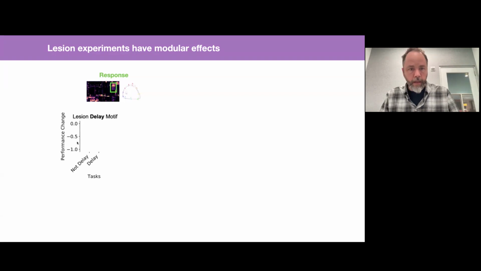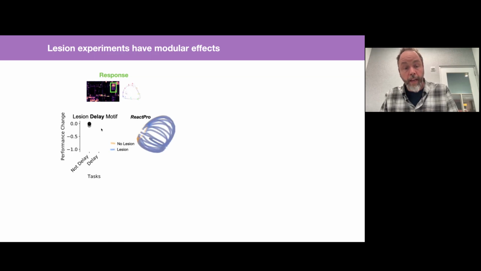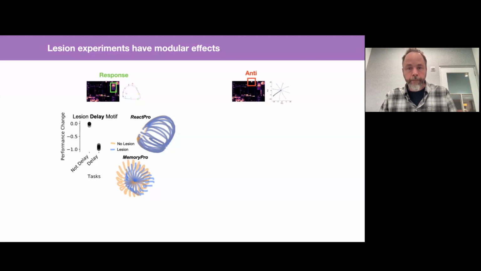What we found is that if you're not a delay task, then you're really not affected by lesioning this group of units. But if you are a delay task, you're profoundly affected. It just destroys things. And here I just have two examples. A reaction pro task does not have a delay, and therefore there's the lesion versus no lesion. It just shows that the state space isn't screwed up, but they are screwed up in the memory because it needs to have the line attractor that this subgroup of units builds.